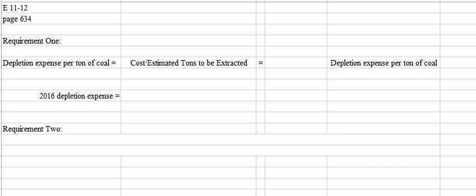But here, if we're dealing with natural resources, as the natural resources are extracted, then we'll take a part of the cost of the natural resources as an expense each year that the resources are removed or extracted. And here we're dealing with a coal mine. Let's read through the problem. Exercise 11-12 on page 634.